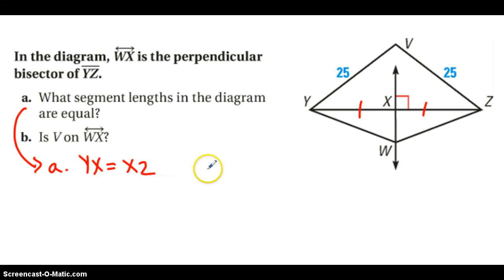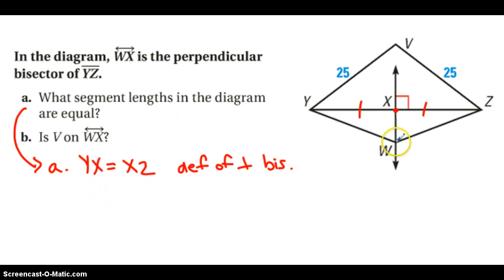And if we think about why, that's going to be by the definition of perpendicular bisector, right? The definition says that this is going to be the midpoint. If X is the midpoint, then YX is congruent to segment XZ, which means that their lengths are equal. Okay? What else do we know?